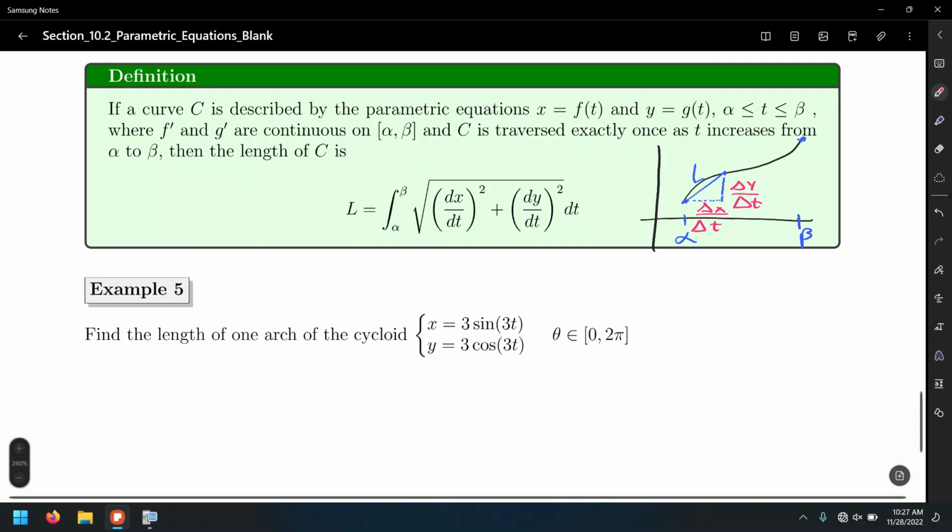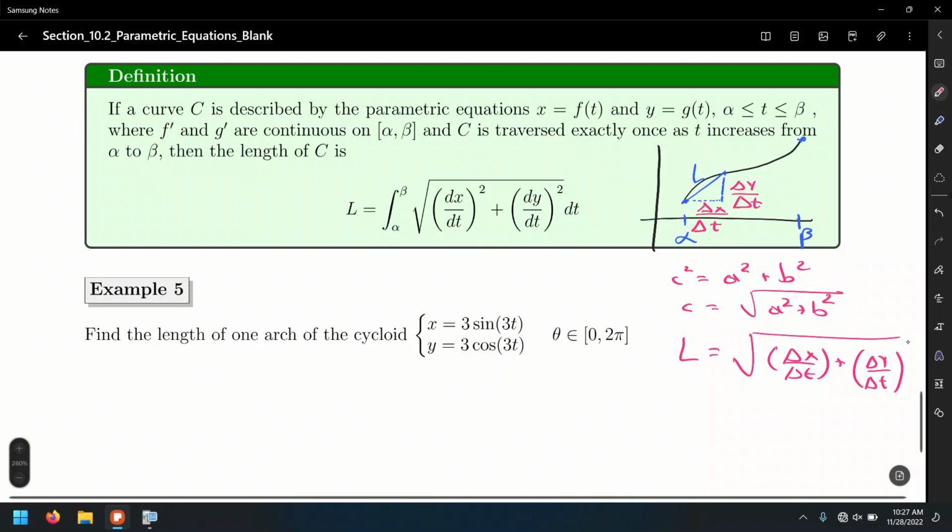But of course, that's only one partition of that length that we want to find. However, what if we add infinitely many of those? For example, we can use the Pythagorean theorem here in the same way that we did before. So let's call this C squared equals A squared plus B squared, and C equals the square root of A squared plus B squared, where C is our big L, and A and B are delta x over delta t and delta y over delta t, in both cases squared. So that's the length of only one partition.